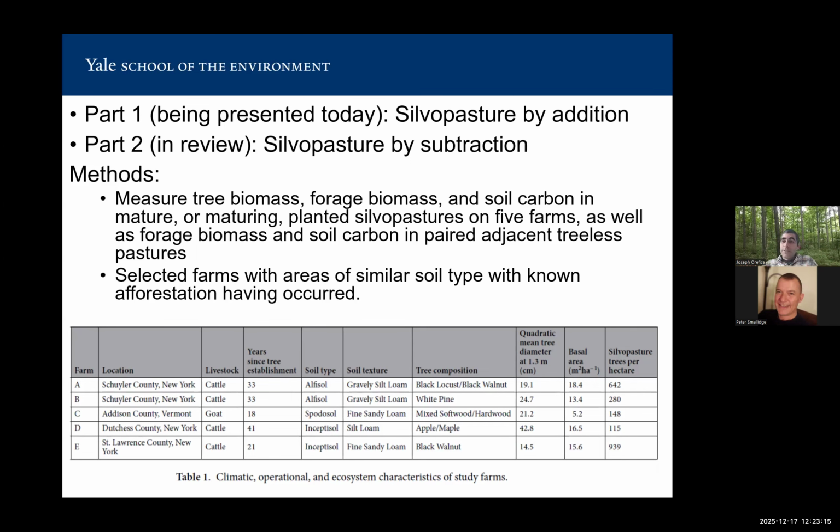To quantify the ecosystem carbon, we actually wanted to get as many measurements as we could. So we measured tree biomass, forage biomass, again at a point in time, and soil carbon through soil sampling. And then we paired those with the treeless pasture measurements. So we measured the carbon in those systems as well. Obviously, we didn't measure trees in the treeless areas because they were treeless.